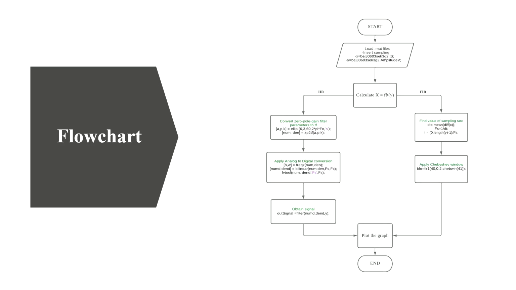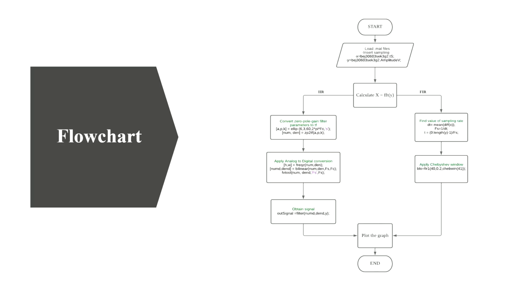From this part we need to divide it into two partitions, which are IIR and FIR. First for the IIR, the first thing we need to do is convert the zero-pole-gain filter parameters into the transfer function, and then next we need to apply the analog to digital conversion to get the accurate value, and next is to obtain the signal. From the value of the signal, we can plot the graph for the IIR.